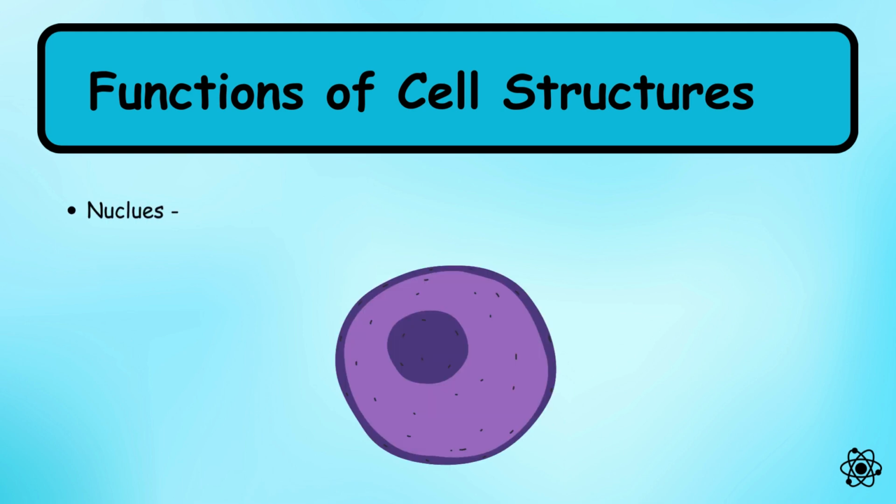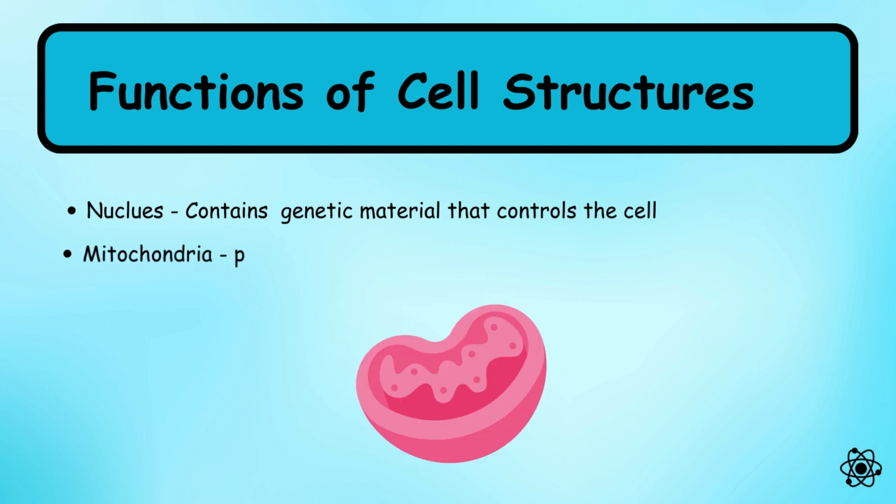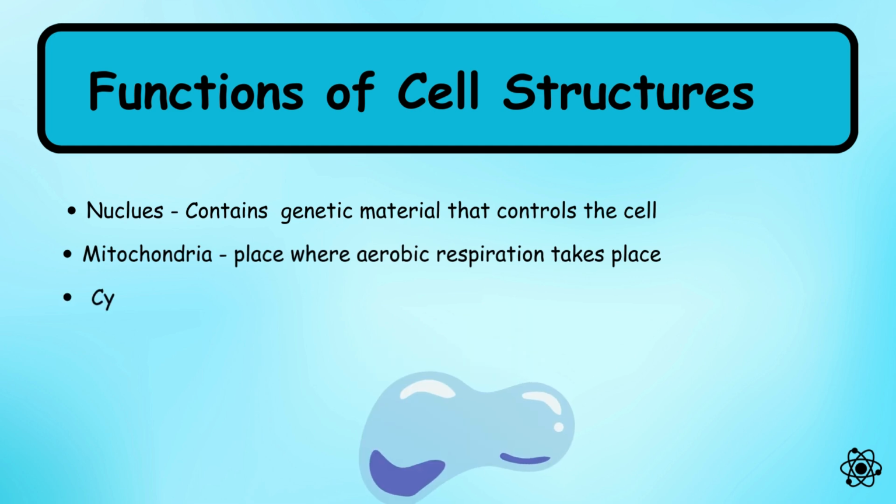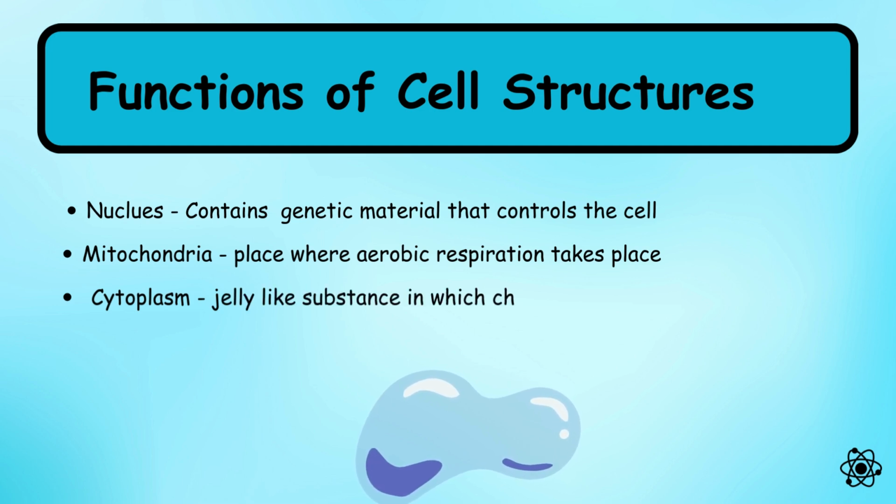The nucleus contains genetic material that controls the cell. It stores DNA and coordinates many of the activities that take place within the cell. Mitochondria is the place where aerobic respiration takes place. The mitochondria provides necessary energy for the cell's survival and functioning. The cytoplasm is a jelly-like substance in which chemical reactions take place. It supports the organelles of the cell.